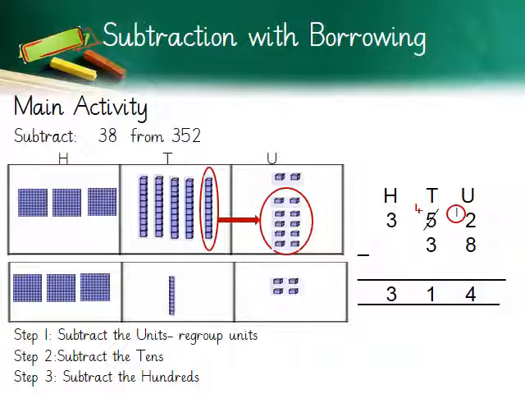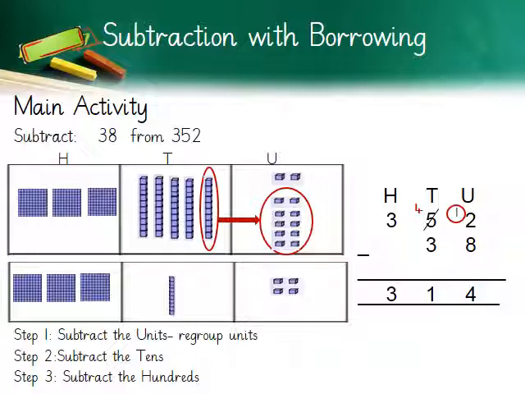So let's start with units. We have 2 at the top and 8 underneath. So we need to make the number at the top bigger. For this purpose, we will regroup the units by borrowing 1 ten. As we have 5 tens, we will borrow 1 ten and we'll be left with 4 tens. 1 ten will be taken at the units place and it will turn into 10 units. In this way, we have a total of 12 units at the units place at the top. So 12 minus 8 is equal to 4.